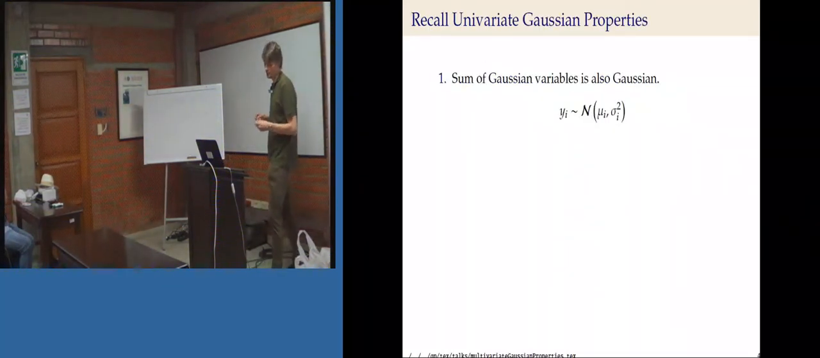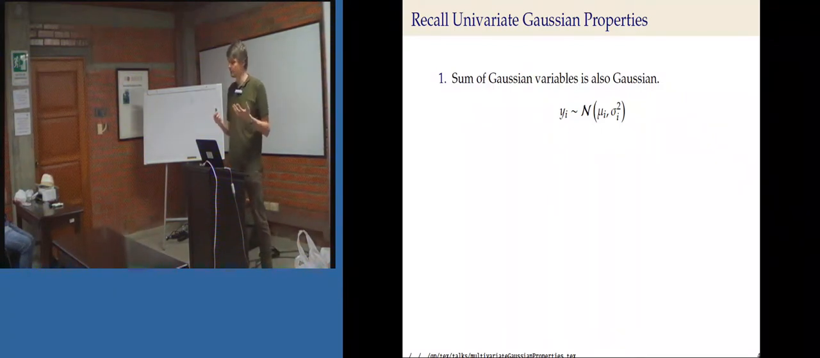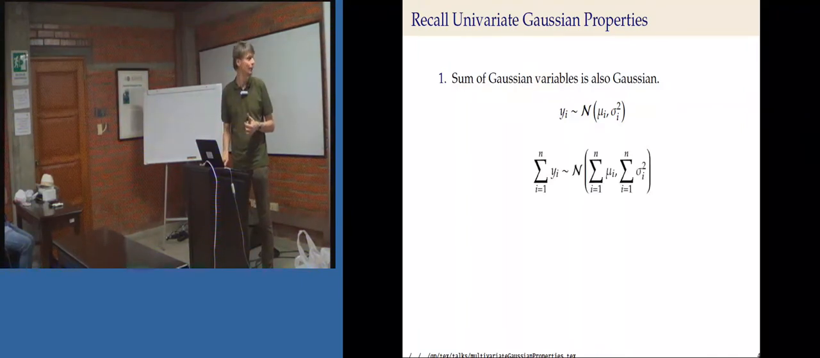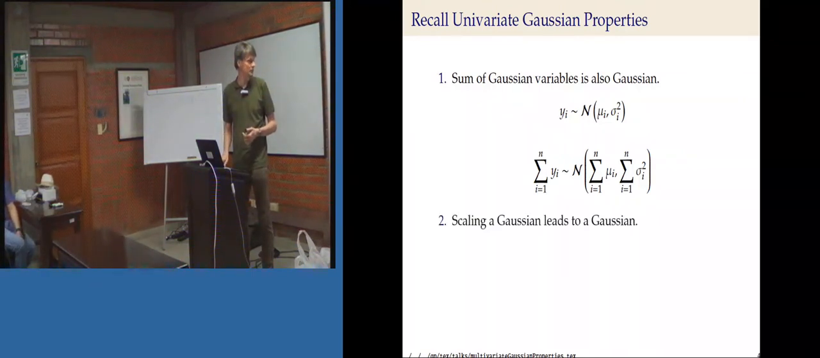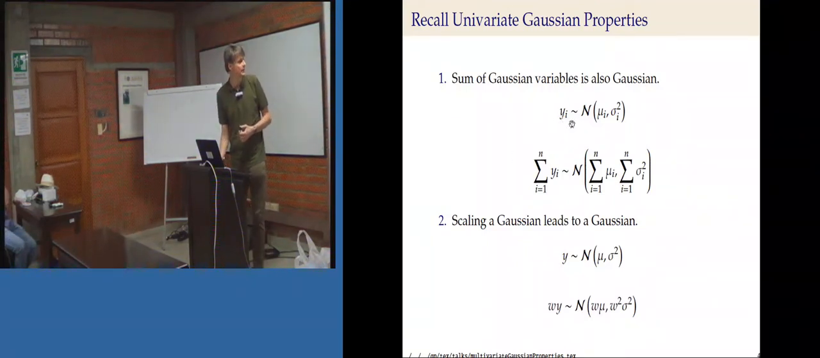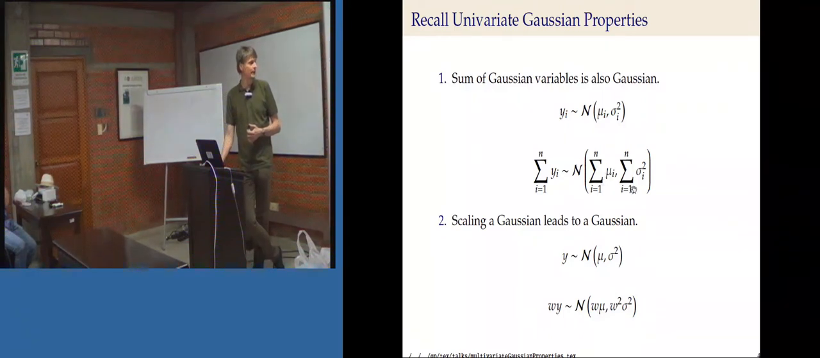Okay, not to labor the point, but I think this is really an important thing, that the sum of Gaussian variables is also Gaussian. This is why all the linear algebra works. It's why everything stays Gaussian under linear algebra. So the sum of Gaussian variables is also Gaussian, and scaling a Gaussian leads to a Gaussian density, where in the sum case, the mean is the sum of the means and the variance is the sum of the variances. And in the scaling case, you just get the scaled mean and the variance scaled quadratically.